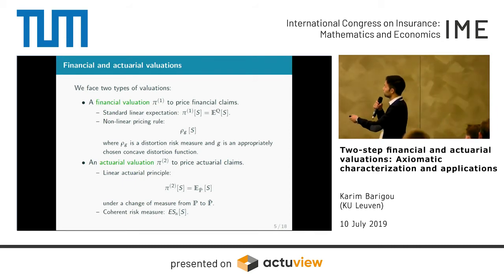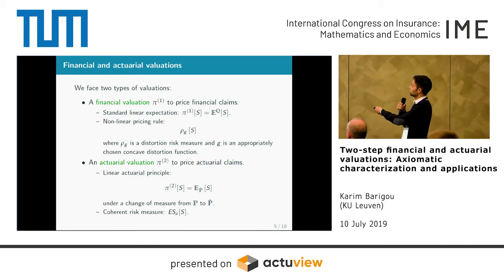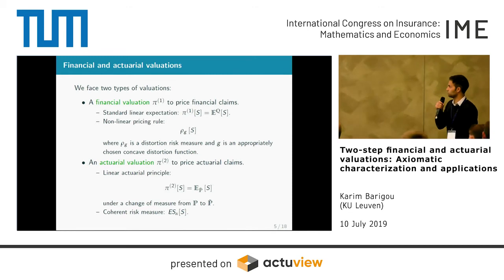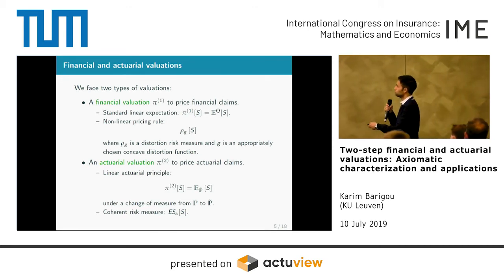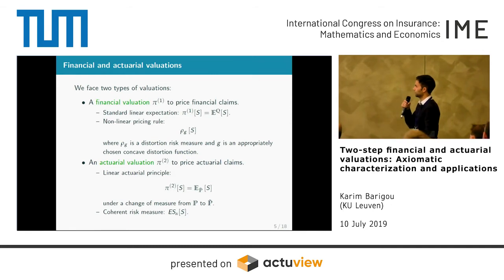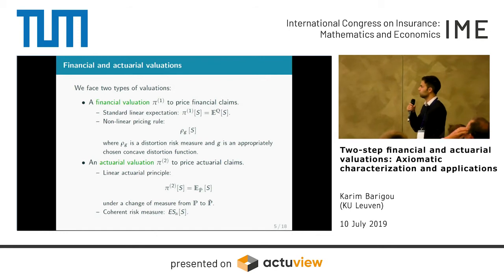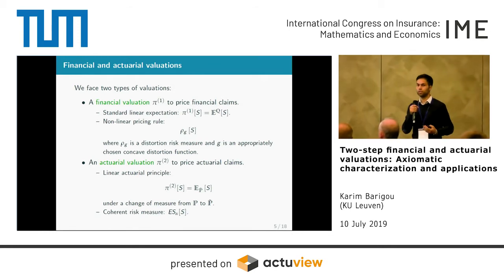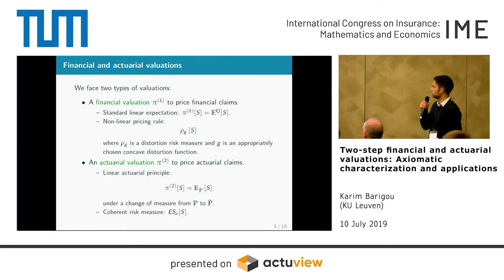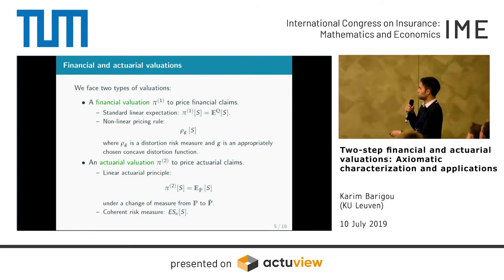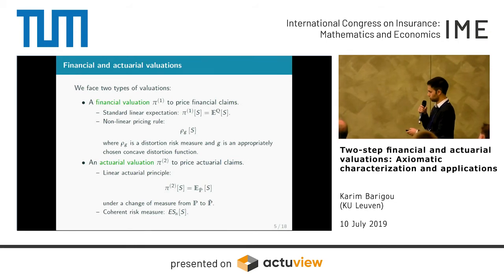A typical example would be to apply a distortion risk measure, rho g, where g is a certain concave distortion function. Also for the actuarial valuation, you can consider a linear actuarial principle, like here, expectation under a certain change of measure, but ideally you would like to have some subadditivity, also to take into account diversification, and then in that case, a typical example would be the expected shortfall, for instance.